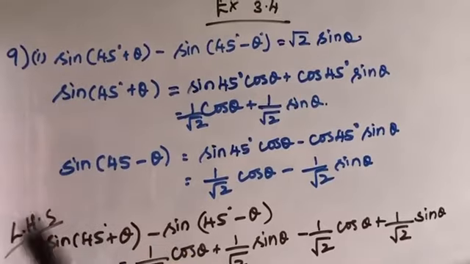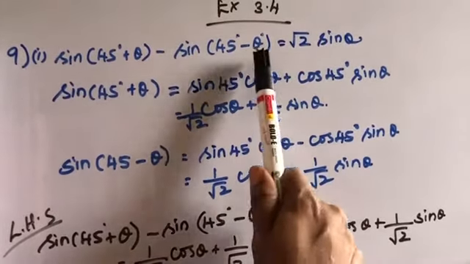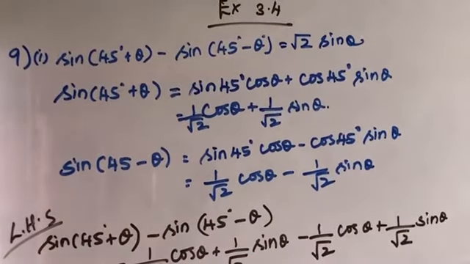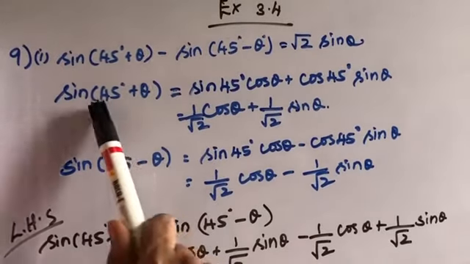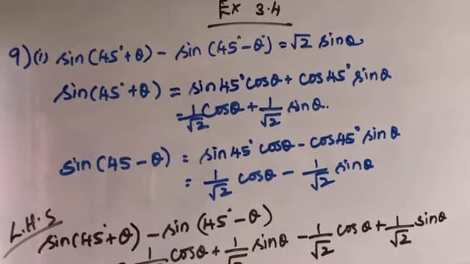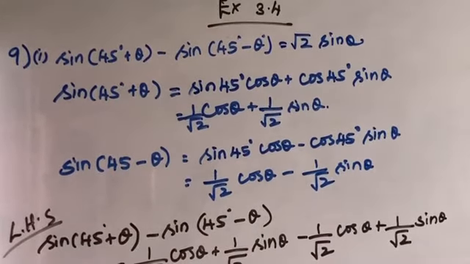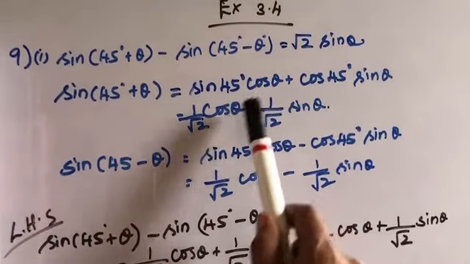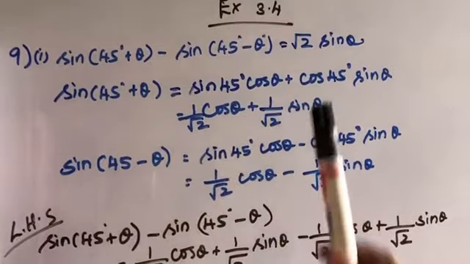First subdivision in 9th question. Sin(45 plus theta) minus sin(45 minus theta) is equal to root 2 sin theta. We have to prove this result. First I take sin(45 plus theta), sin(A plus B). What is sin(A plus B)? Sin A cos B plus cos A sin B. What is sin 45? It is 1 by root 2 cos theta plus cos 45 is 1 by root 2 sin theta.